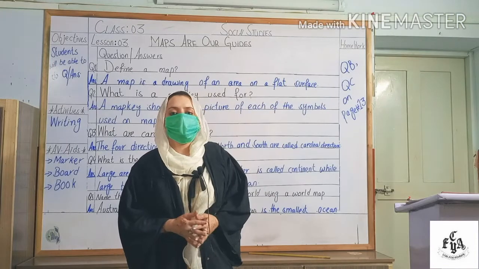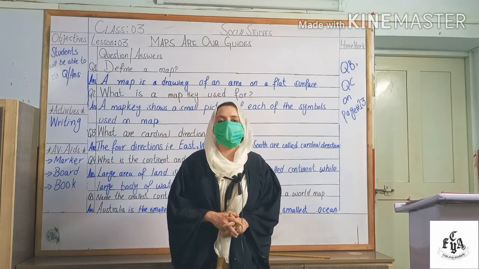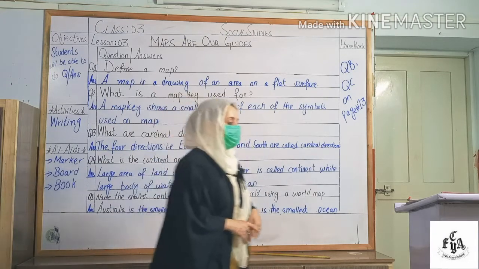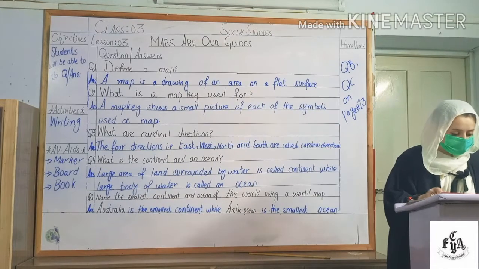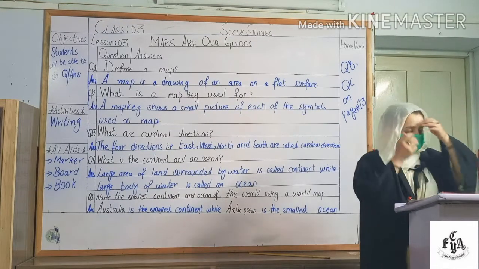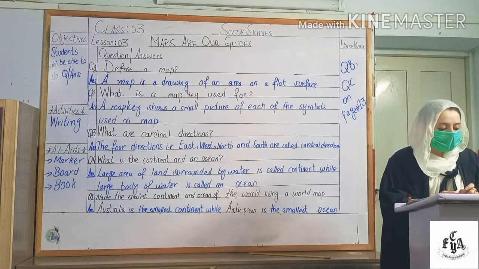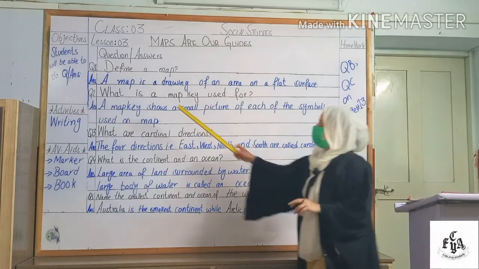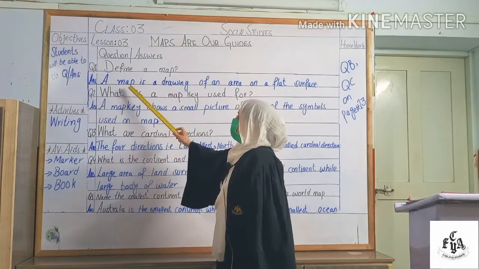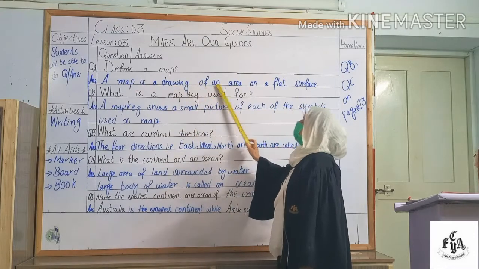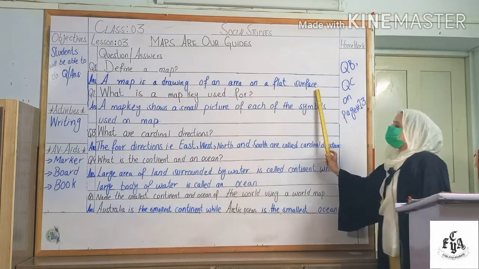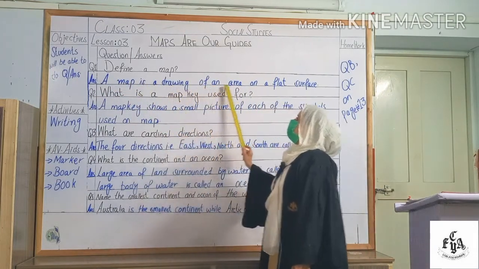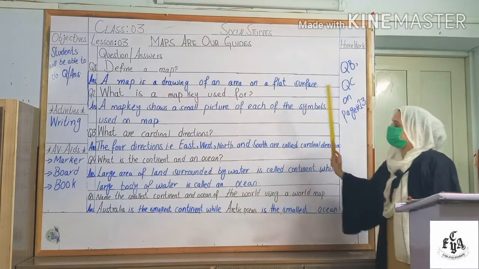Okay students, as we have done the explanation and reading of lesson 3, maps are our guides, now come towards the exercise. Open your books and take out page number 12. There is a question in your book. The first question is question A. Answer the following questions. So the first question is, define a map. What is a map? A map is a drawing of an area on a flat surface.